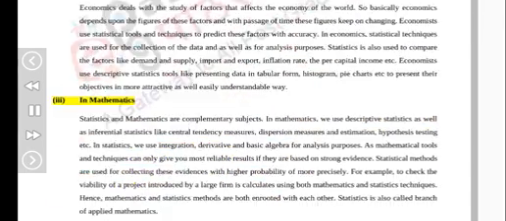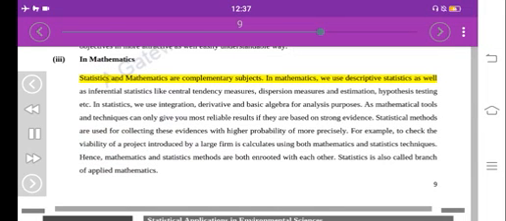In mathematics. Statistics and mathematics are complementary subjects. In mathematics, we use descriptive statistics as well as inferential statistics like central tendency measures, dispersion measures and estimation, hypothesis testing, etc. In statistics, we use integration, derivative and basic algebra for analysis purposes. Mathematical tools and techniques can only give you the most reliable results if they are based on strong evidence. Statistical methods are used for collecting this evidence with higher probability and more precisely.